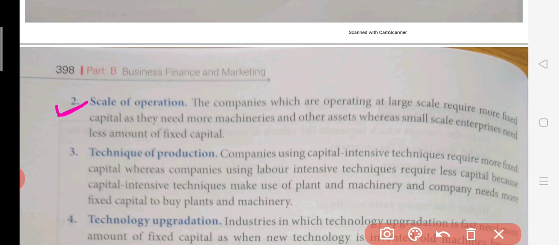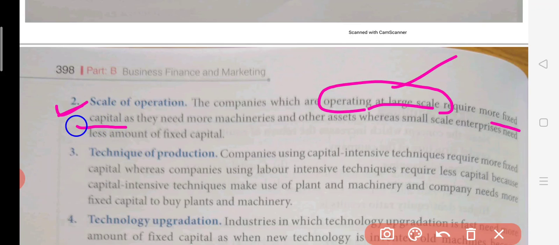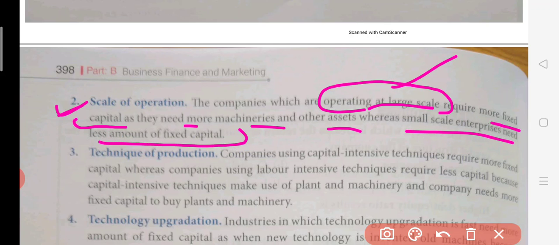Now, what is the scale of operation? Companies operating at a high scale, doing business at a very large scale of production, will require more fixed capital, meaning more machinery and other assets, whereas small scale enterprises need less fixed capital. So it depends on the size or scale of operation. If a company is producing too many goods, then definitely they will require more machinery. On the other hand, if the company is small, they will need less machinery, which means less fixed capital is required.